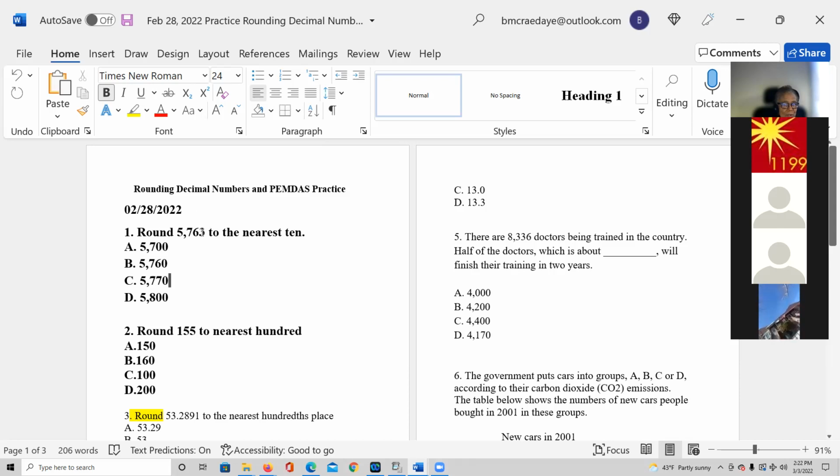Yeah. And what's the rule, Mercedes? How do you determine whether to round up or drop? If the number is 5 or more than 5. So 3 is less than 5, so you're going to drop the 3. So what would be, to the nearest 10, which answer would be correct? C. That's what I got. Very good. That's right, because you put the 0 there, okay? Because 3 is less than 5.